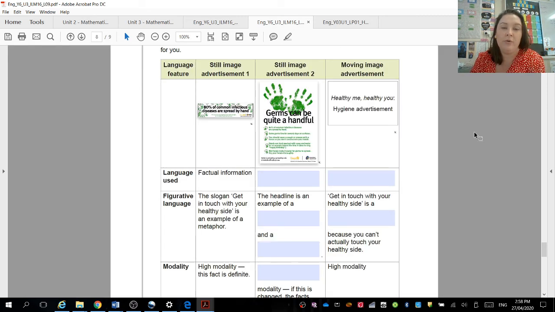Question 10 on your own. You get the table, the 3 advertisements are at the top. You're just going to fill in the blank spaces. What is the language used? Is it factual? Is it figurative? Just go through and complete the table.